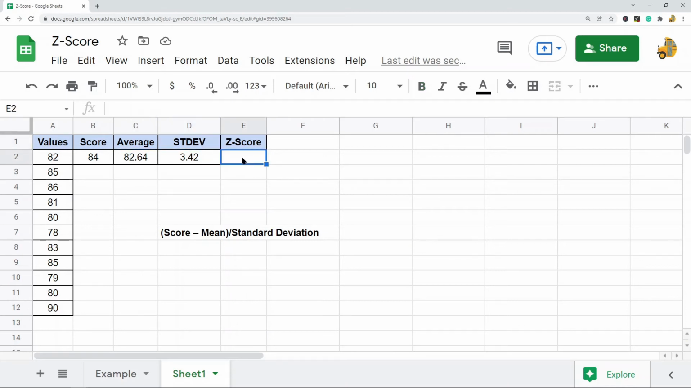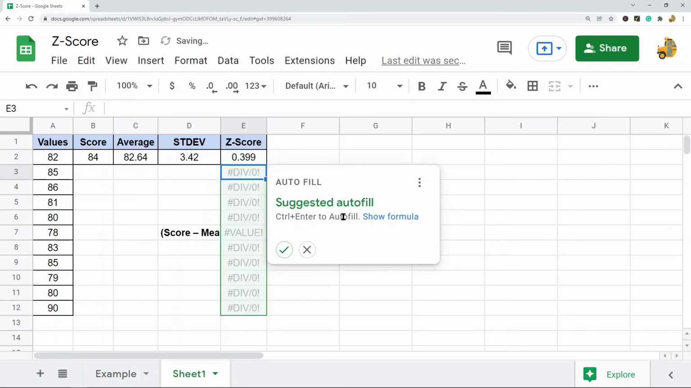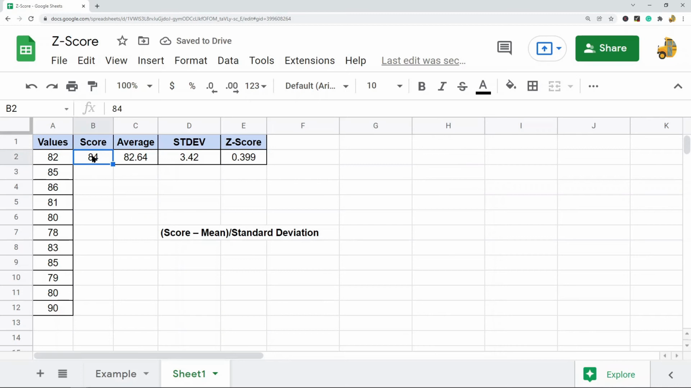So lastly, we can finally calculate the Z-score once we have the mean and the standard deviation. So equals, you find your score or the data point that you want to calculate the Z-score for. So score minus mean, and I'm going to put this in parentheses, and then divided by standard deviation. So the Z-score for this value is 0.399.